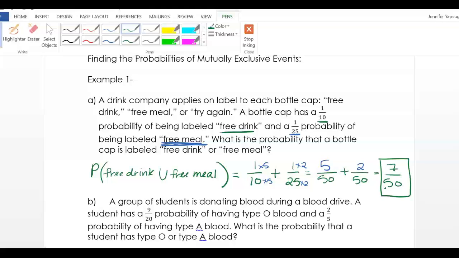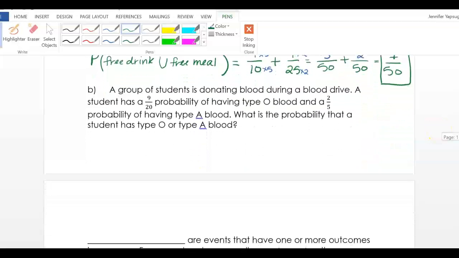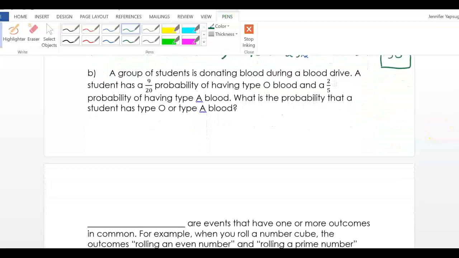Okay, so if you would, just go ahead and pause the video and try example B on your own and see how you do. Okay, so in example B, a group of students is donating blood during a blood drive. A student has a 9/20ths probability of having type O blood and a 2/5 probability of having type A blood. We want to know the probability that a student has type O or type A.